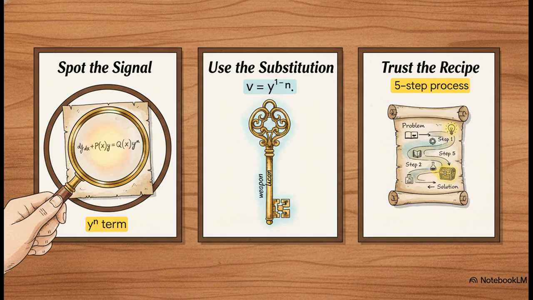So if you're going to remember anything, remember these 3 things. 1, spot that y to the n term. That's your clue. 2, remember your secret weapon, the substitution, v equals y to the 1 minus n. And 3, trust the 5-step recipe. It will guide you to the solution every single time.